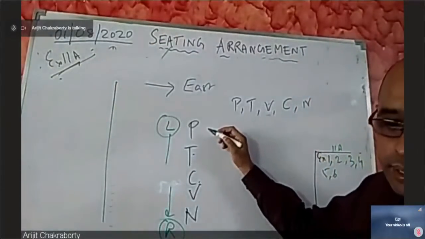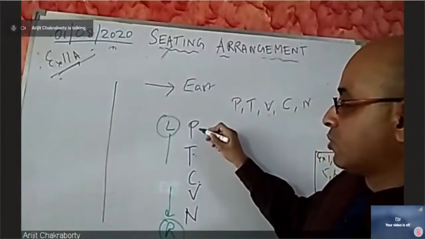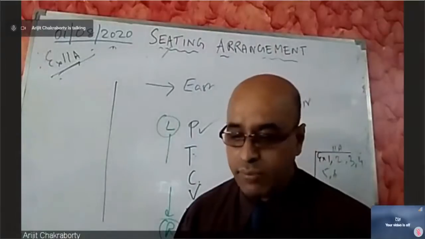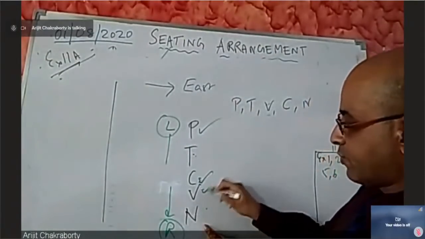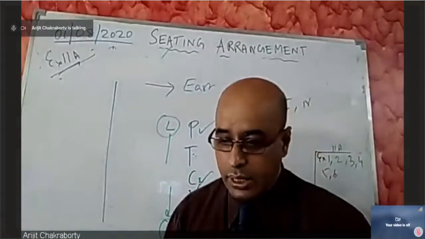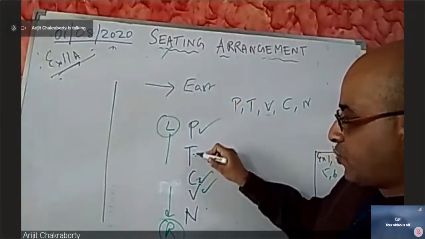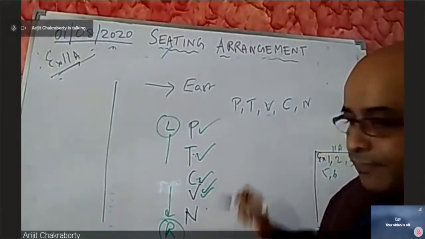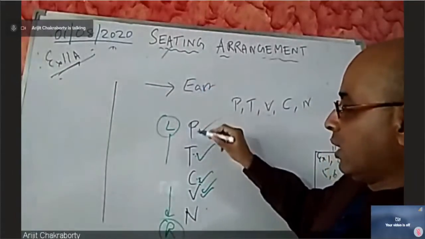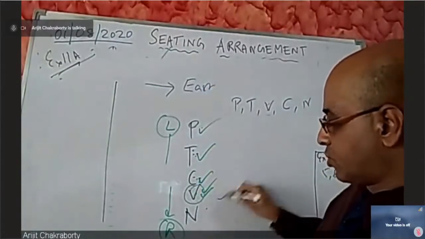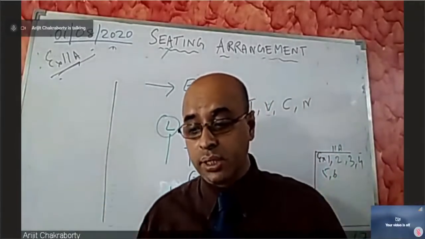Here we can see the first condition: Pavan is left of Tavan. Tavan is here, Pavan is to his left. Done. Vipin and Chavan, that is V and C, are to the left of Nakul. We have done it. Chavan is between Tavan and Vipin. We have done it. Vipin is fourth from the left. Left is here: 1, 2, 3, 4. Vipin is fourth. Done.